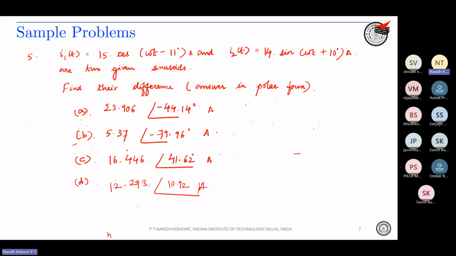So you have to consider a 90-degree phase shift between them. We know that cos leads sine by 90 degrees. That is something we know. So I can write 15 cos(omega t minus 11) as 15 sine(omega t minus 11 plus 90 degrees), correct? That is something we already know.